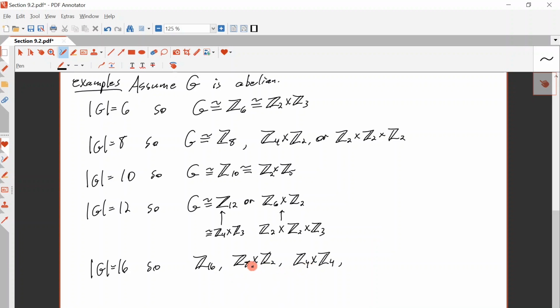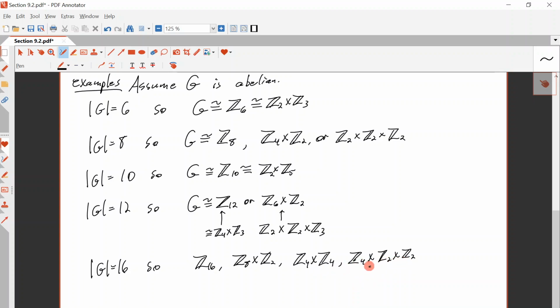What else are we missing? Z4, Z8, Z2. There's also Z4 cross Z2 cross Z2, right? This guy is different than that one. If you counted up orders of elements, you'd see that they were different.